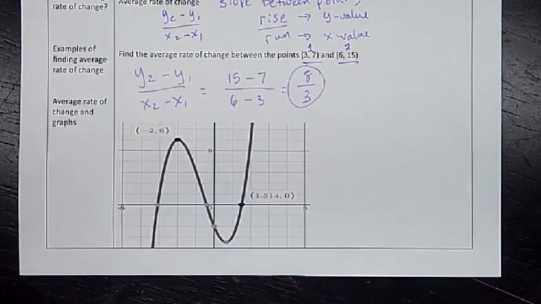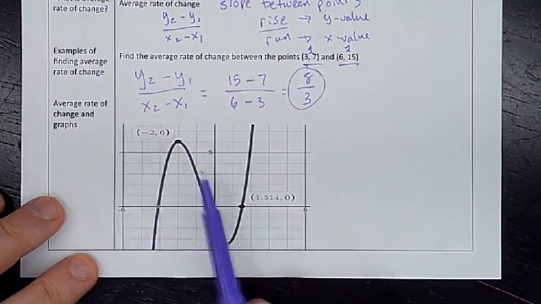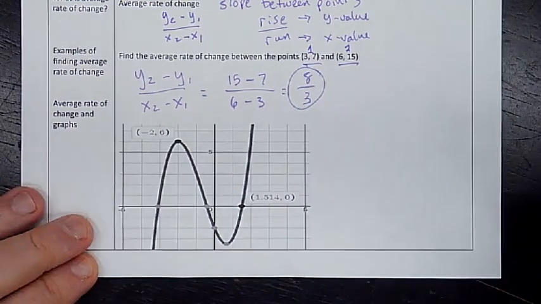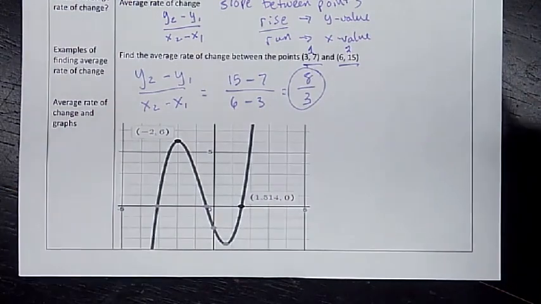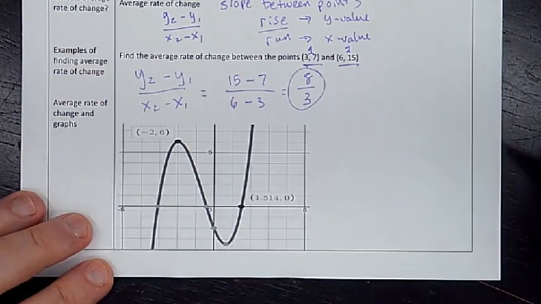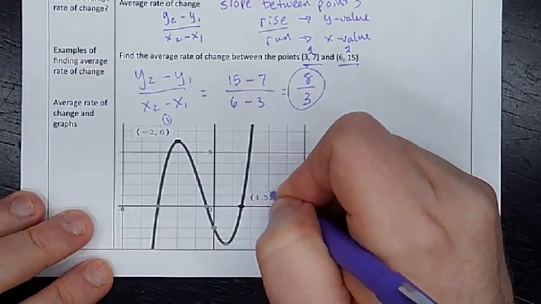When we look at our second example, what I notice is this time we are looking at a graph, and not all the points are clean. Here we have (-2, 6), which is fine. Here we have 1.5, 140. It's fine. It will require a little bit of calculator work to do the subtraction, but it is handled in the exact same way. So I'm going to say this is my point 1, this is my point 2.